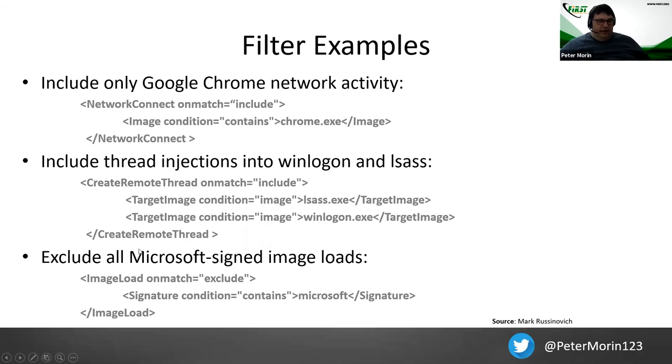I want to see anything that isn't signed by Microsoft. So I could do an image load on match exclude, signature condition contains Microsoft. So anytime I find an image that's loaded that is signed by Microsoft, I'm going to exclude that. So this allows you to find all binaries that are executed that were not signed by Microsoft.